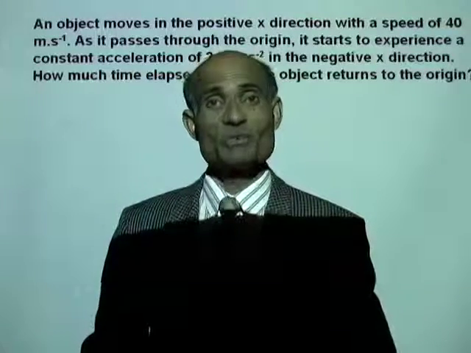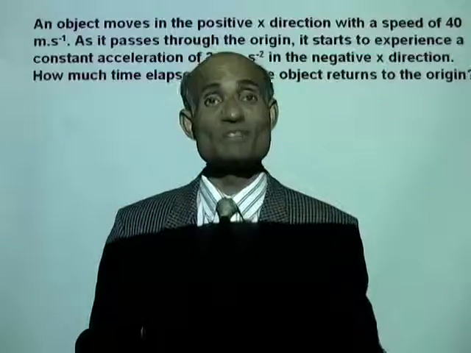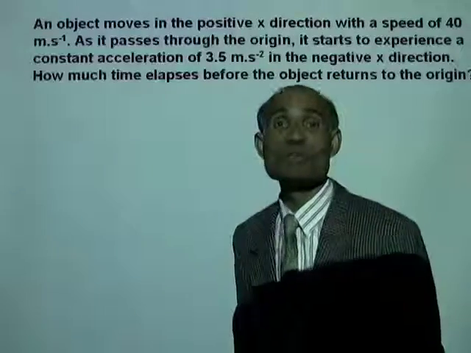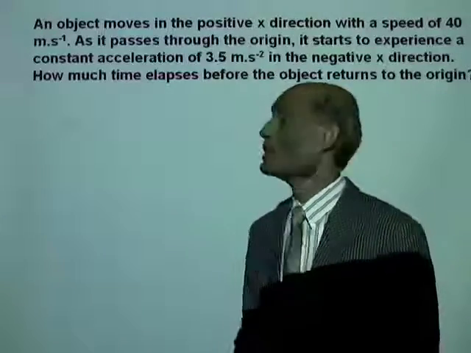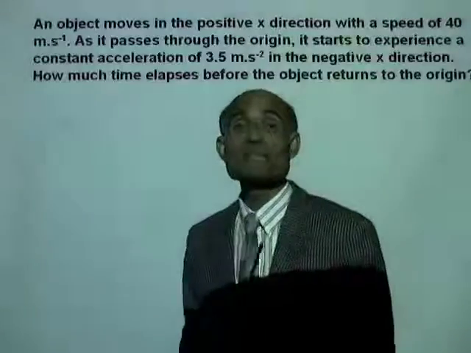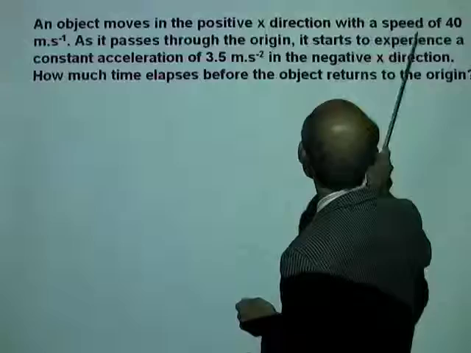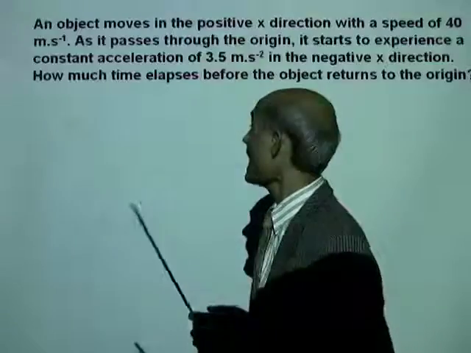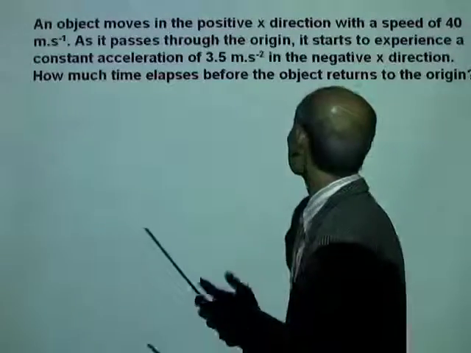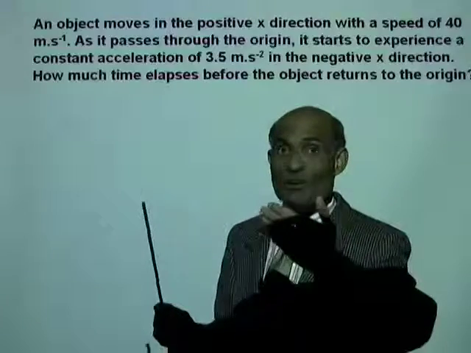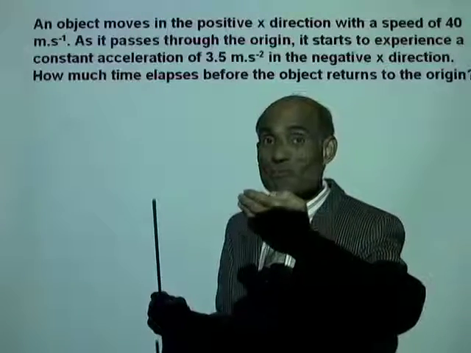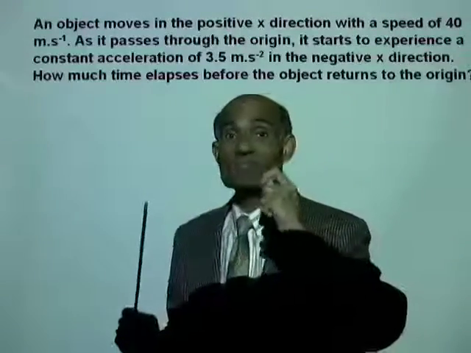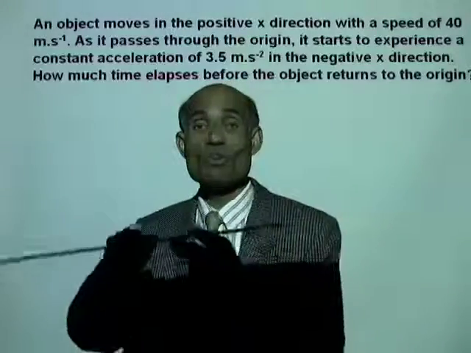We will now continue with using equations of motion to solve problems. Let's start with this problem. An object moves in the positive x direction with a speed of 40 meters per second. You can see I gave you the speed and the direction, and the combination is the description of the velocity. As it passes through the origin, it starts to experience a constant acceleration of 3.5 meters per second squared in the negative x direction. How much time elapses before the object returns to the origin?